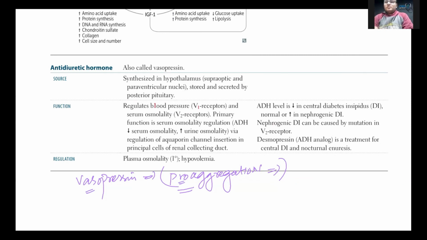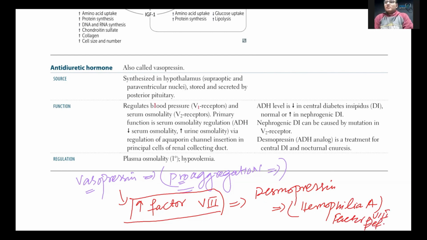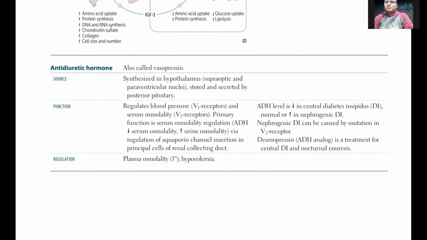And also, very important, vasopressin increases factor 8. That's why desmopressin, which is an analog of vasopressin, is used in hemophilia A. Why? Because hemophilia A is a factor 8 deficiency. So when it increases factor 8, that's why it is used in the treatment of hemophilia A. So vasopressin increases factor 8. Is that clear? Okay.